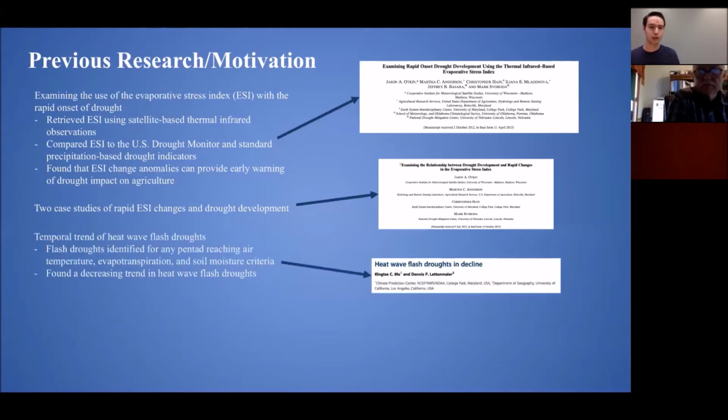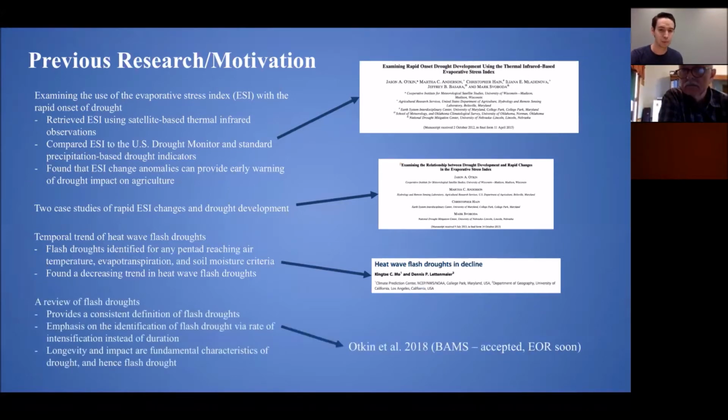There's also another paper out by Mo and Lettenmaier, and they took a look at the temporal trend of heat wave flash droughts. For their paper, they looked at flash droughts by identifying pentads that meet certain criteria, specifically looking at air temperature, evapotranspiration, and soil moisture. They found that there was a decreasing trend in these heat wave flash droughts.